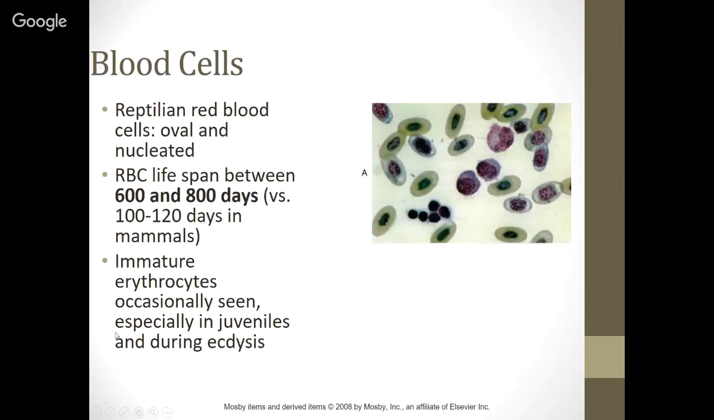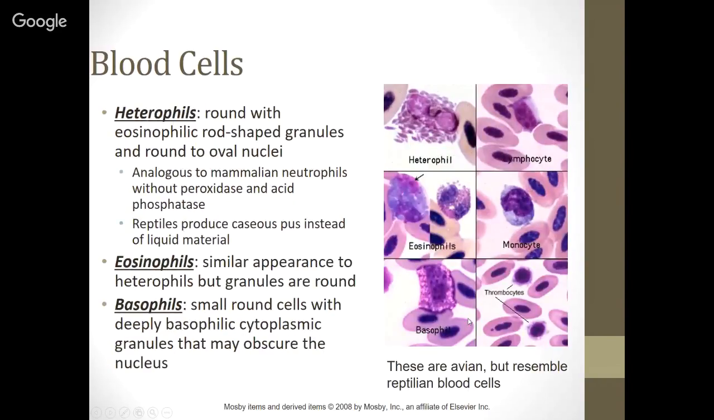Immature erythrocytes can occasionally be seen, usually in juveniles and during ecdysis. So if we take a blood sample, we see some immature erythrocytes, we can tell that the animal is younger. They're probably going through a shed. The heterophil is round with eosinophilic or red rod-shaped granules and round to oval nuclei. It's analogous to the mammalian neutrophils, but it does not have peroxidase and acid phosphatase.